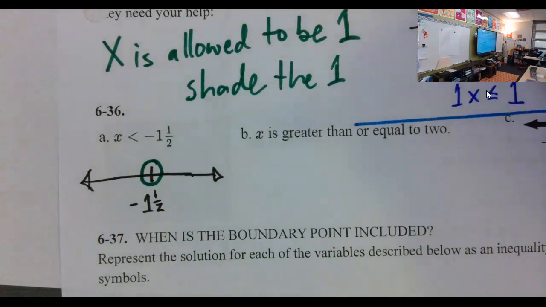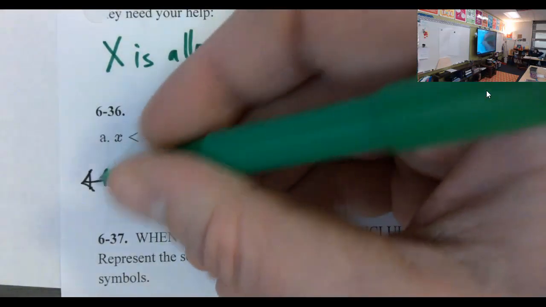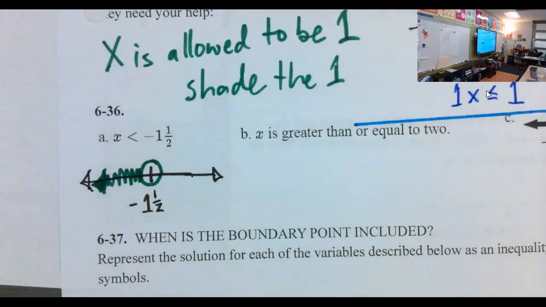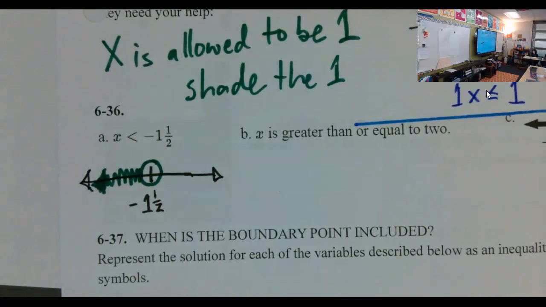Which way shows less than? Yeah, the left is the numbers less than. It's going down. You guys need another moment for B?